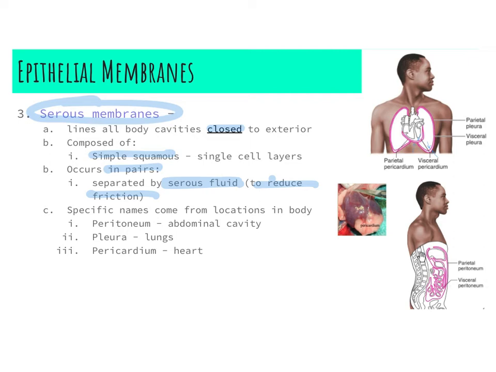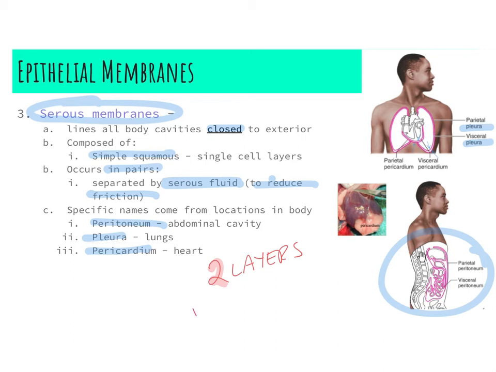The specific names come from the locations within the body. The peritoneum is the one that's located in your abdominal cavity. The pleura is the one that is around your lungs. And then the pericardium is the one surrounding your heart. And I did forget to mention this, but the 2 layers have names. You can see them on these images, so I wanted to make sure to mention it.